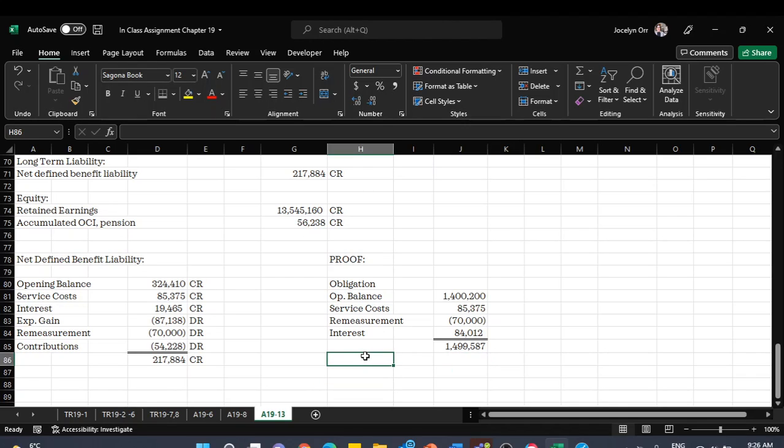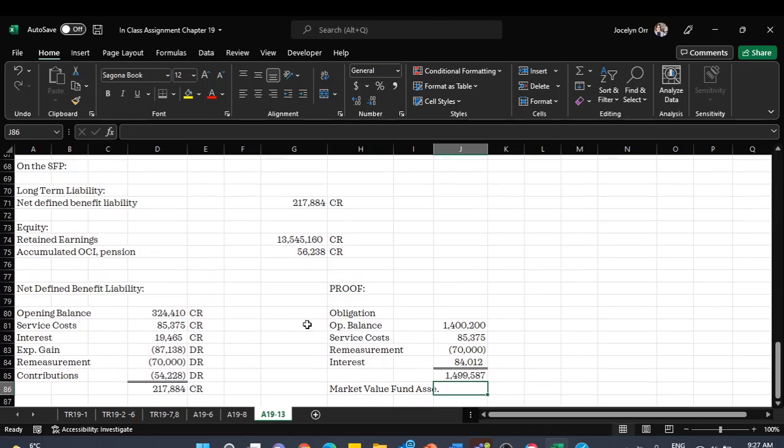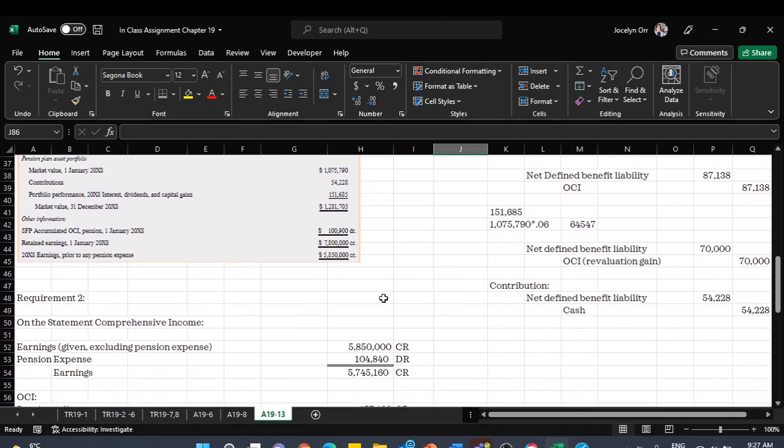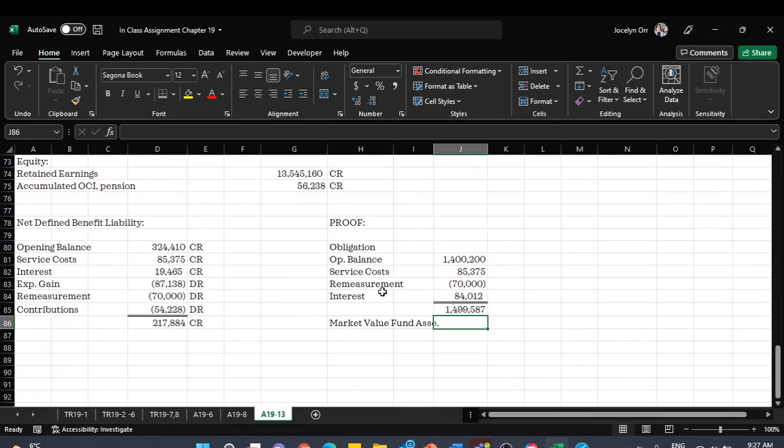Okay. Then we're going to deduct from that the market value of our fund assets. And this is provided to us in the actuarial report. Okay. Our market value. Okay, so this is based on our beginning market value, contributions that are made, our actual portfolio performance, gives us an amount of 1,281,703.